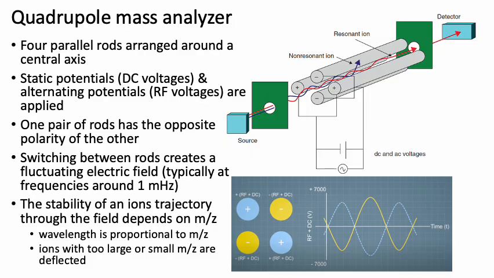So you have some kind of sinusoidal path that the ion you want to measure is taking through that field as the polarity is switching on the quadrupoles. The wavelength of the trajectory that it's taking is proportional to the mass over charge ratio. And if you have an ion that has a too large or a too small mass to charge ratio, it's deflected out of the quadrupole.